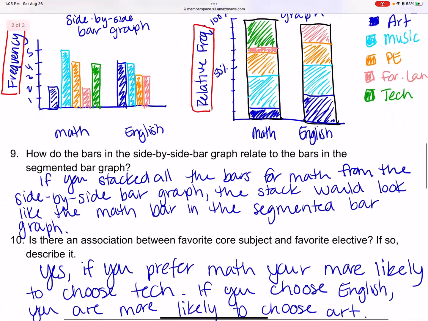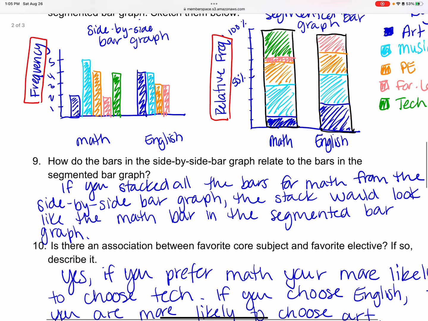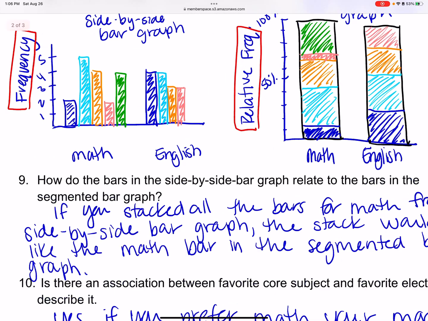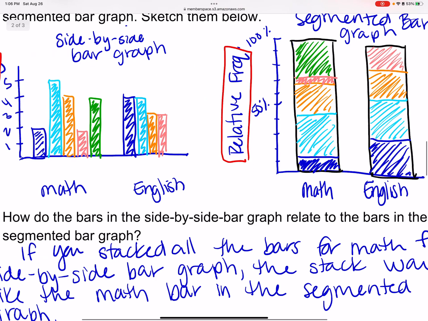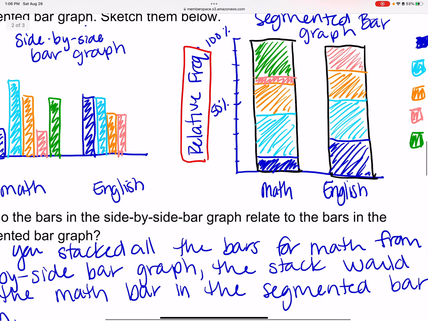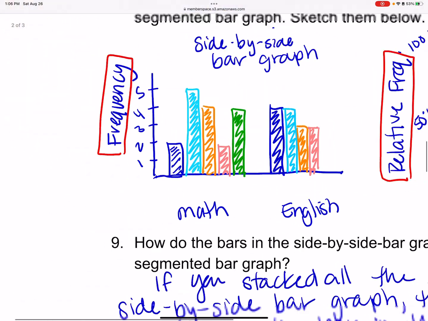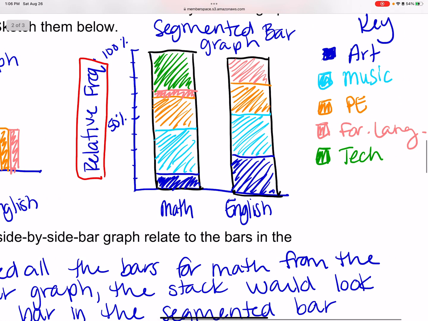All right, and then how did the bars in the side-by-side graph relate to the bars in the segmented graph? And obviously it's just saying, for this one, with math and English, the math looks like I have a really tall light blue one here. The light blue is the music, and it's much taller than in the English. But then when you look at the percentages, they look really similar. So it shows it based on the percentages. And you can see the pink one, which is foreign language. In this one, English is a little bit bigger, but you can see on the percentage it's way bigger.